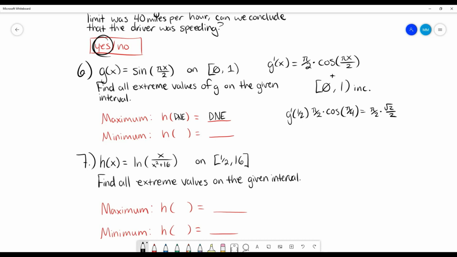Our minimum, however, is just going to be at 0. Because it starts at 0, it includes 0 all the way down here, and it's increasing on this interval all the way up to when x equals 1, but it doesn't actually include that. So 0 is our minimum. What is the value of our function when x equals 0? Well, sine of this is going to be 0 because it's the same as sine of 0. So boom.